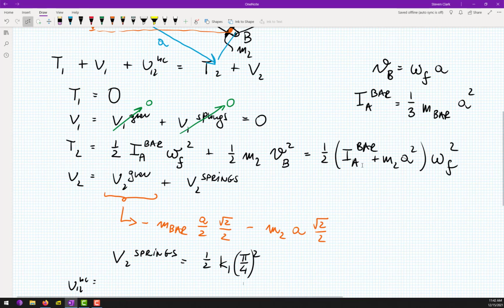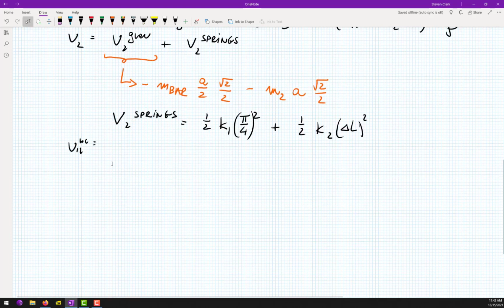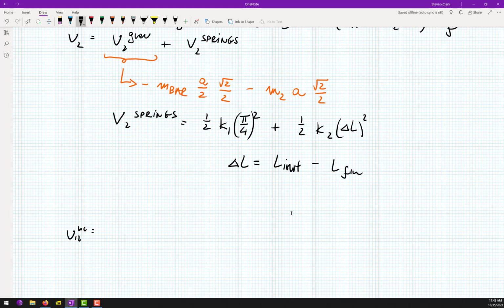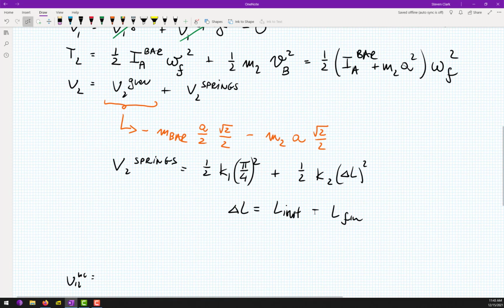Okay. And we have another spring in the system, yes? And it's also a linear spring, so it will be 1/2 K2 delta L squared. And that delta L we must find. So delta L will be L initial minus L final. It's the other way around. L final minus L initial. Actually, in this case, it doesn't matter because we are going to square it anyway. But just to be consistent, L final minus L initial.